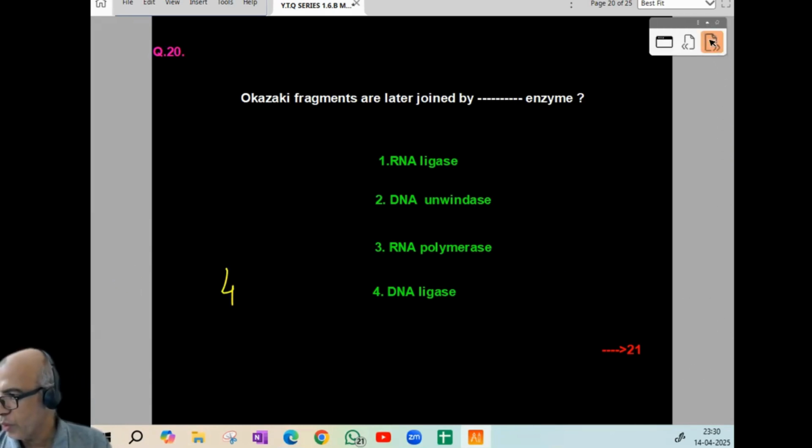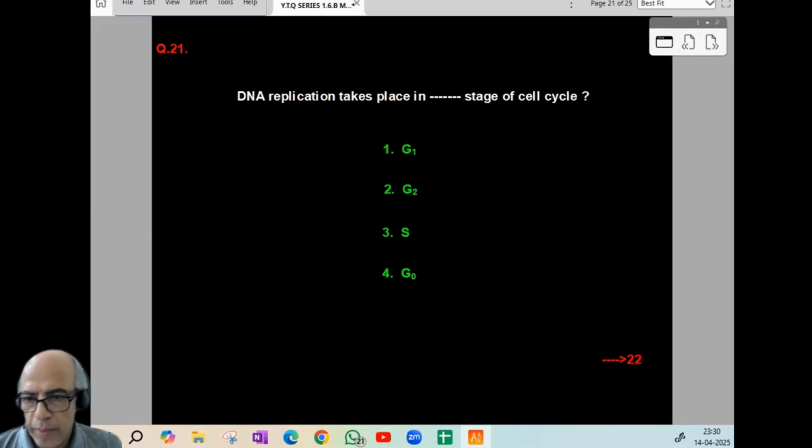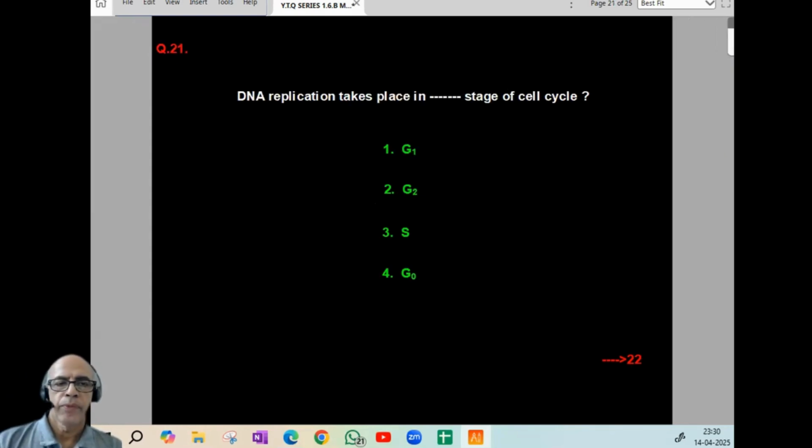Now coming into 21. When we proceed to 21, DNA replication takes place in which stage of the cell cycle. Cell cycle question. Here also, it is concerned with S phase, that is 3. Now 22.